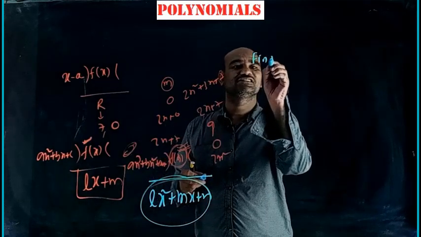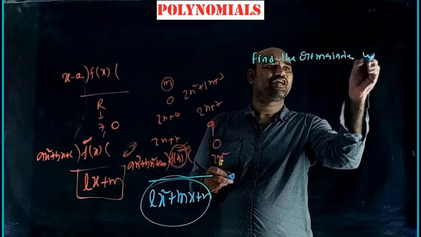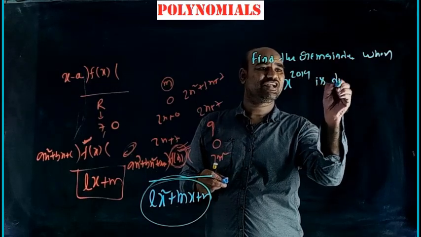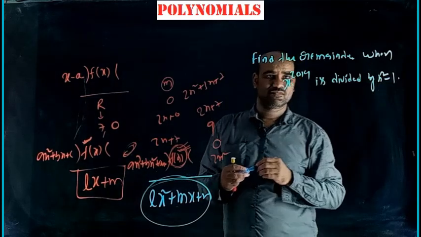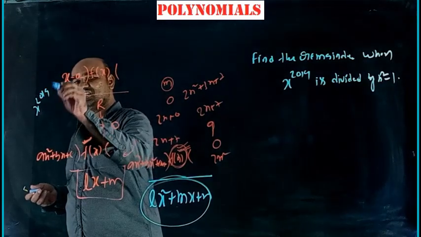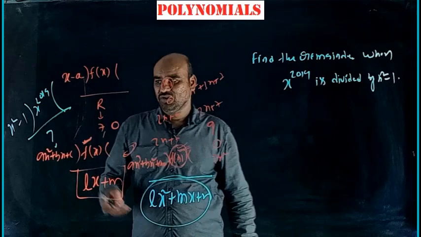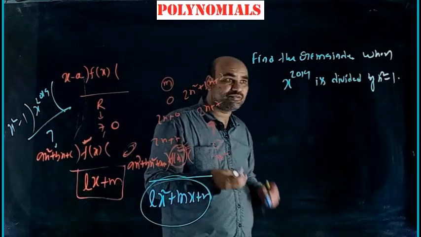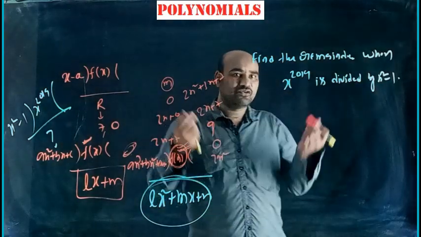Find the remainder when x power 2019 is divided by x square minus 1. You want to find the remainder. By using the long division method it becomes difficult. So without using the long division method you want to find the remainder. Using the concept of the remainder theorem or factor theorem, you can find it directly.